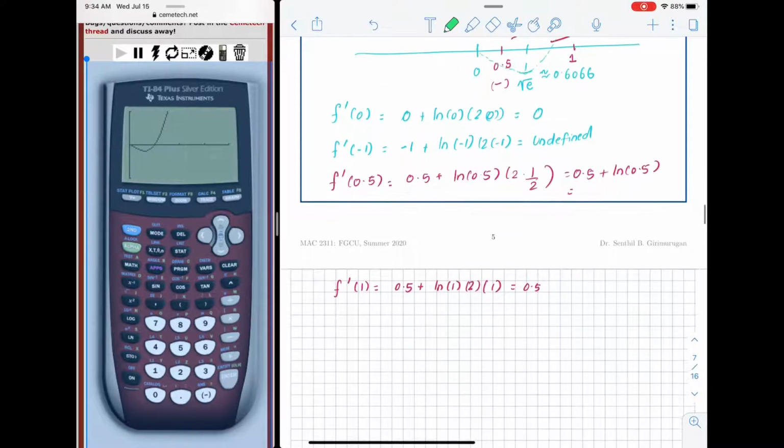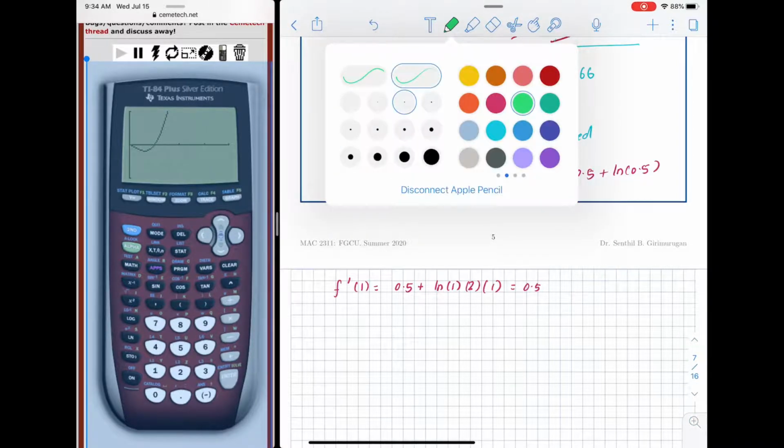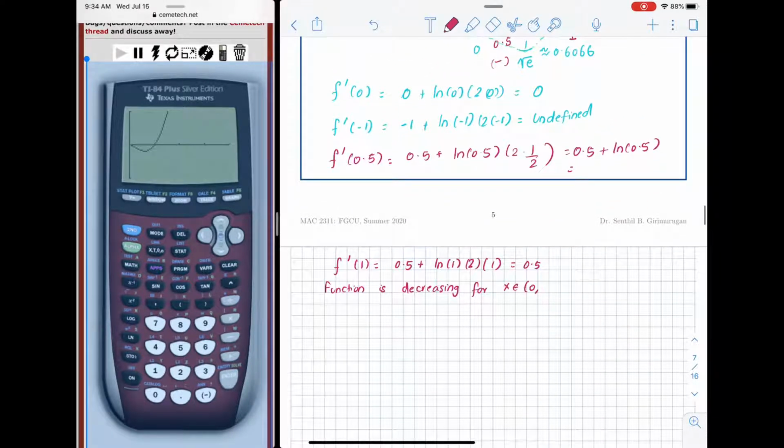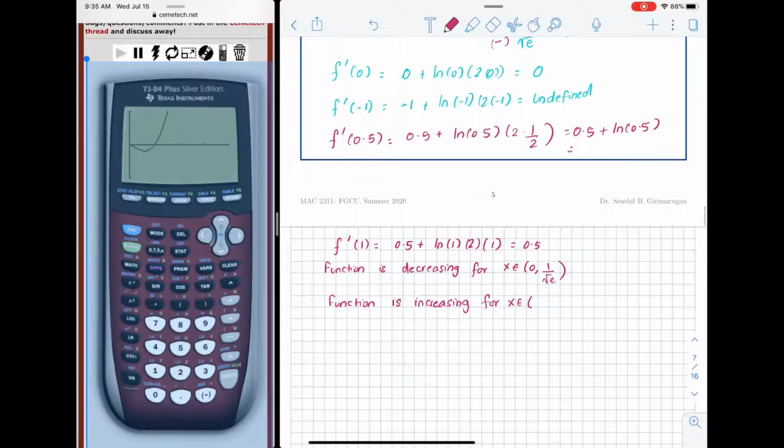So what we have is the function is decreasing for x in 0 all the way up to 1 over square root of e, and the function is increasing for x in 1 over square root of e all the way up to infinity.